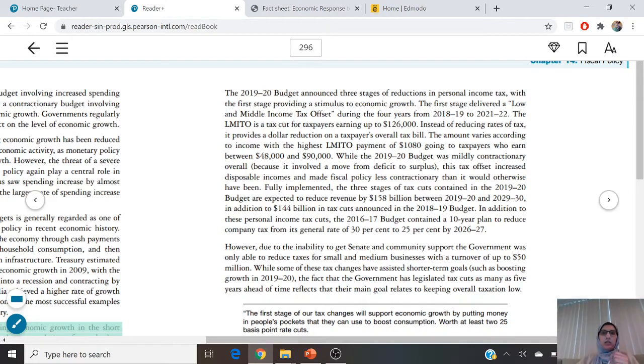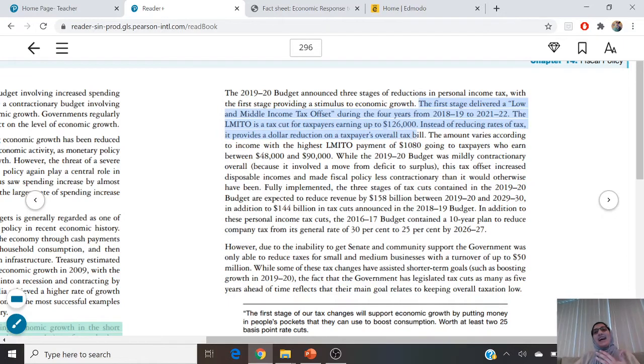The 2019-2020 budget announced three stages of reduction in personal income tax, with the first stage providing a stimulus to economic growth. The first stage delivered a low and middle income tax offset during the 4 years from 2018 to 2022. The LMITO is a tax cut for taxpayers earning up to $126,000 per year. Instead of reducing rates of tax, it provides a dollar reduction on a taxpayer's overall tax bill, which is really interesting. Now, all of this was implemented, but then the recession happened.